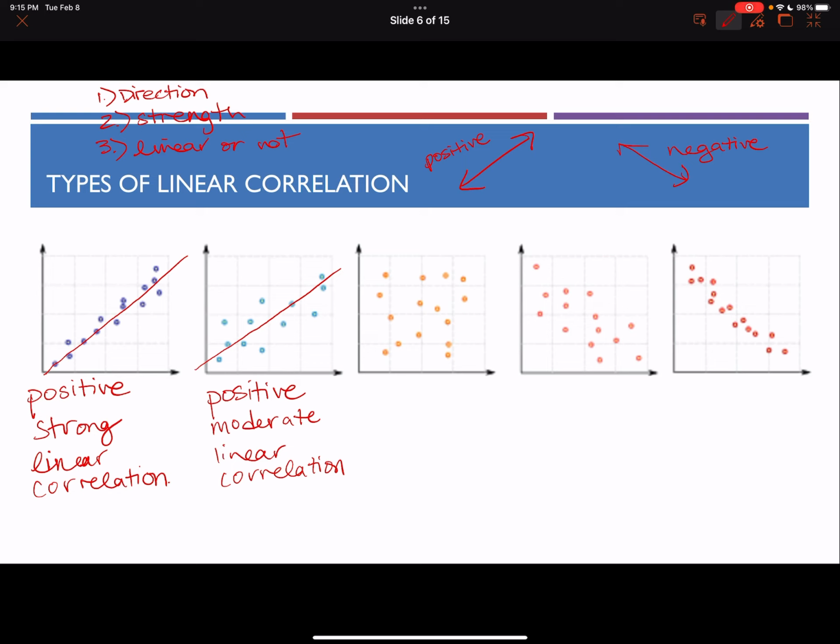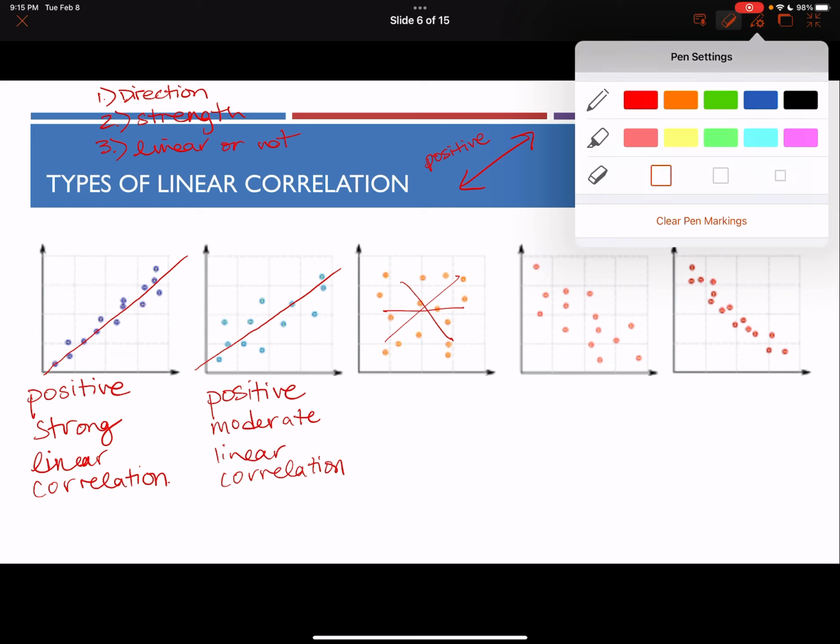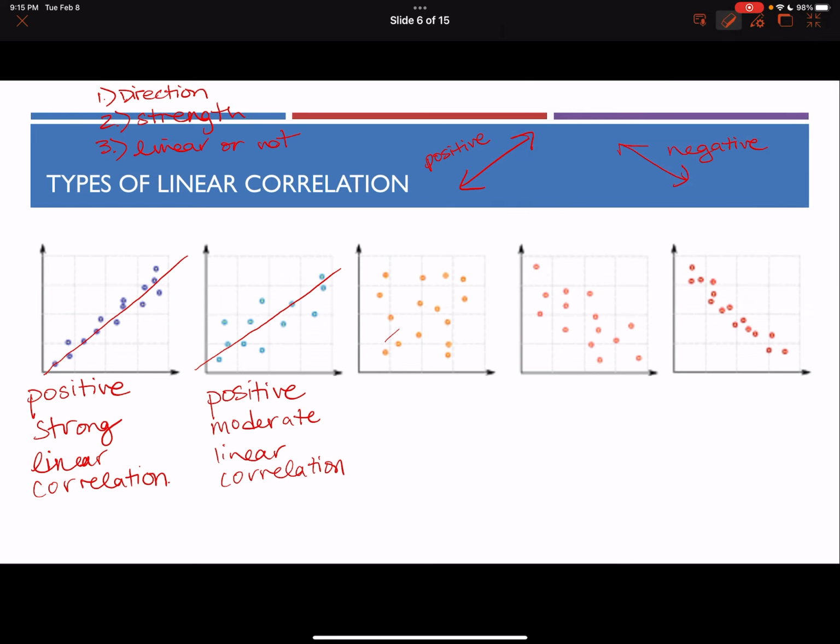And then if I look at the one in the middle, what's the pattern? Do the points go up? Do they go down? Do they go straight across? Which line is best? It's really hard to tell. You can't really tell. So we say that this has weak, or you could say no correlation, because it doesn't really have a pattern. They're all just jumbled together.